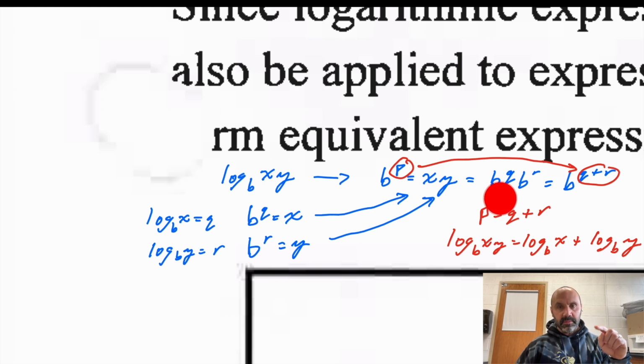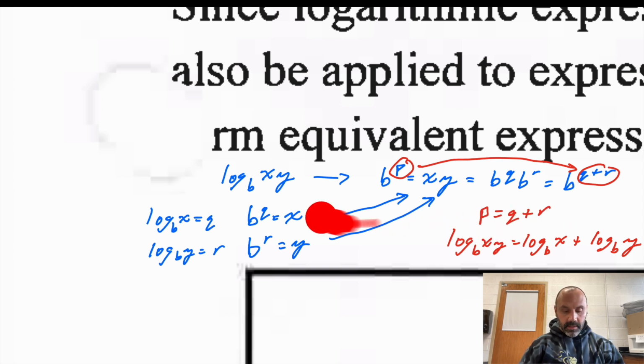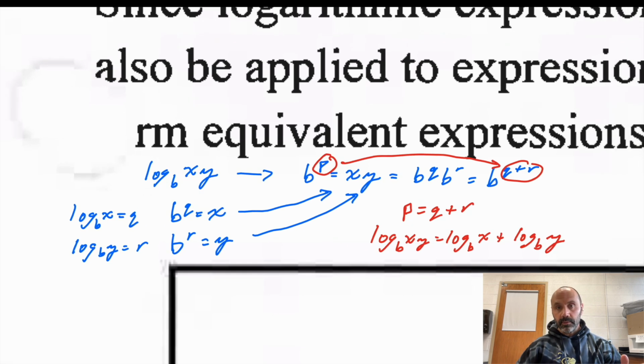Now, b to the q times b to the r is just b to the q plus r. And now look what I have. b to the p equals b to the q plus r. So that means p equals q plus r, but p is my original logarithm, log base b of xy. q is log base b of x, and r is log base b of y. And so here's a little proof for what we call the product rule of logarithms.